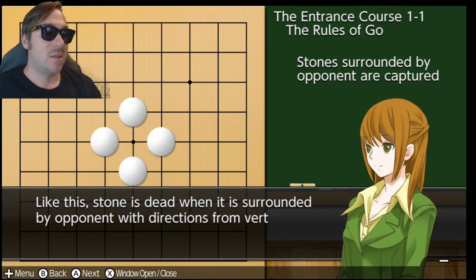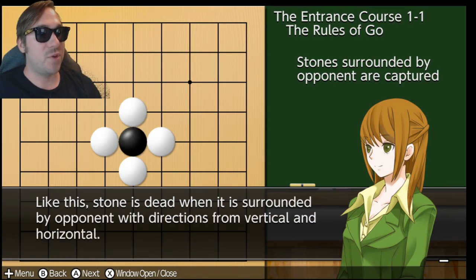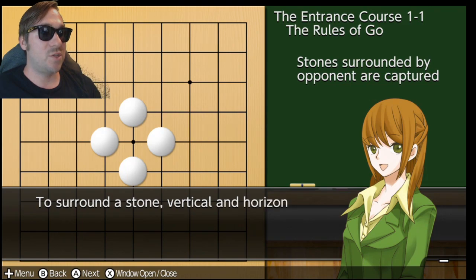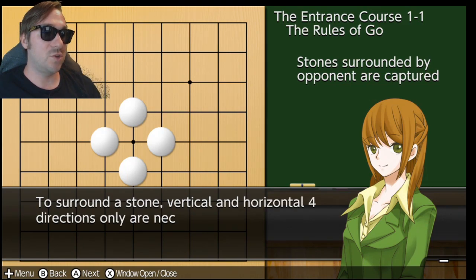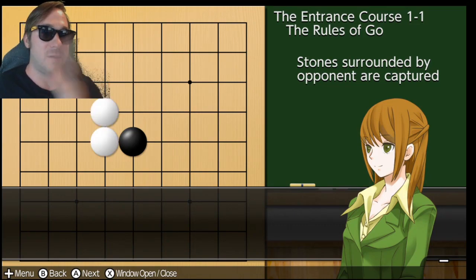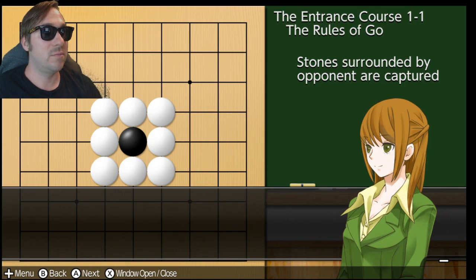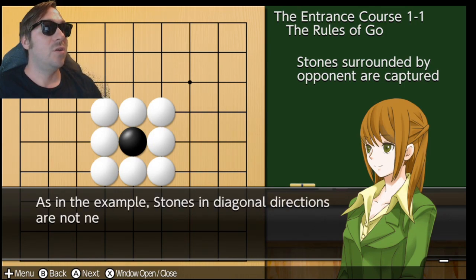Like this, stone is dead when surrounded by opponent with directions from vertical and horizontal lines. To surround a stone, vertical and 4 horizontal directions only are necessary. So diagonal lines do not come into play. As an explanation, stones in diagonal directions are not necessary.